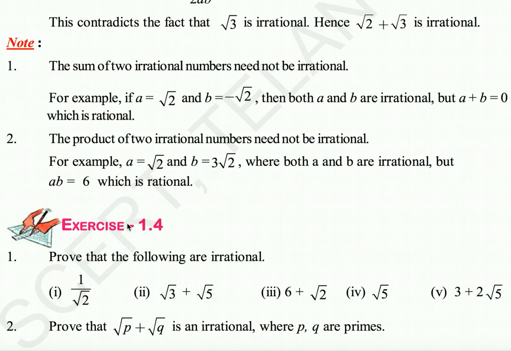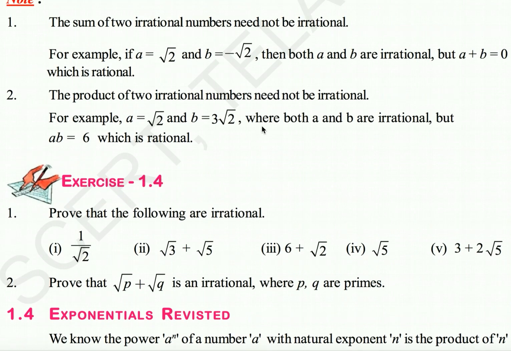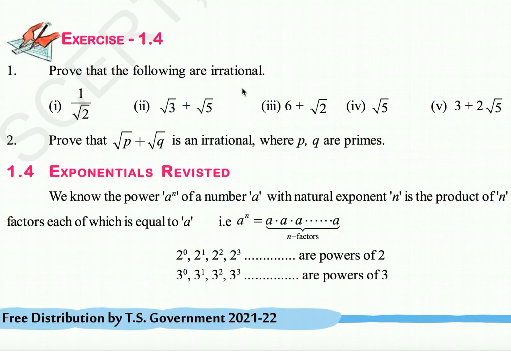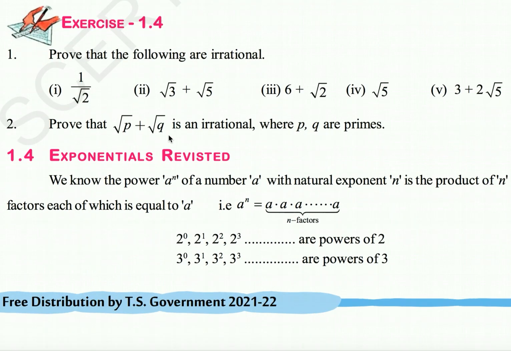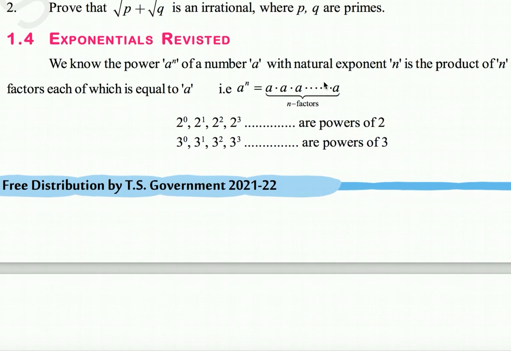That is rational. Okay, prove that the following are irrational. You use the method of contradiction and prove these by following the similar method which was illustrated in the previous examples. Prove that root p plus root q is irrational, where p and q are primes. That also follows the same method. You will get the answer.